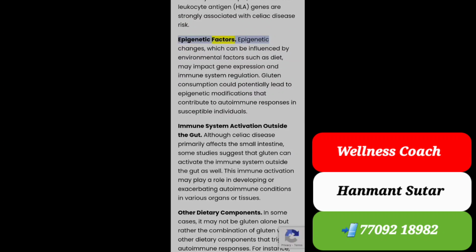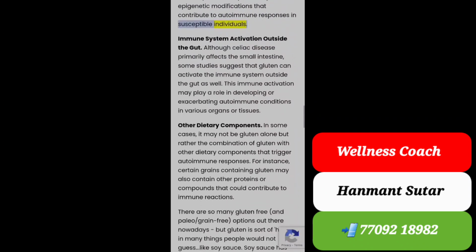Epigenetic factors. Epigenetic changes, which can be influenced by environmental factors such as diet, may impact gene expression and immune system regulation. Gluten consumption could potentially lead to epigenetic modifications that contribute to autoimmune responses in susceptible individuals.